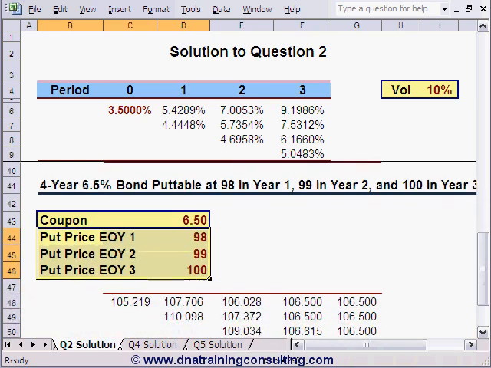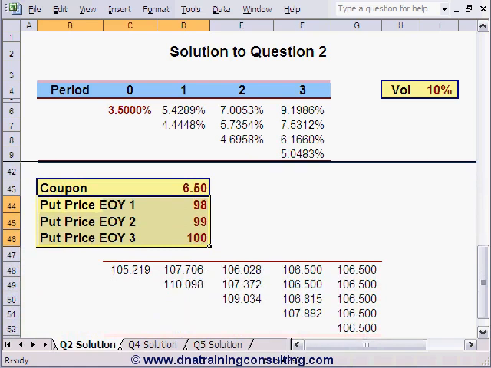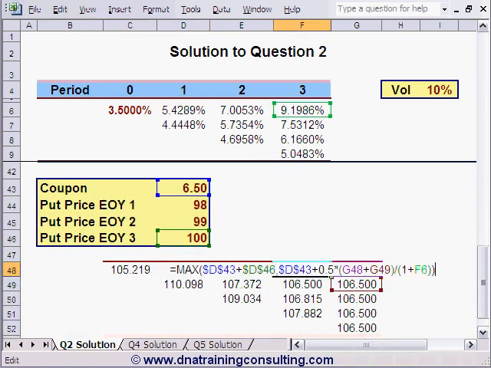More importantly, we enter the formula in cell F48, for example, and observe that we have correctly replaced the min operator with max in this and all other relevant cells.